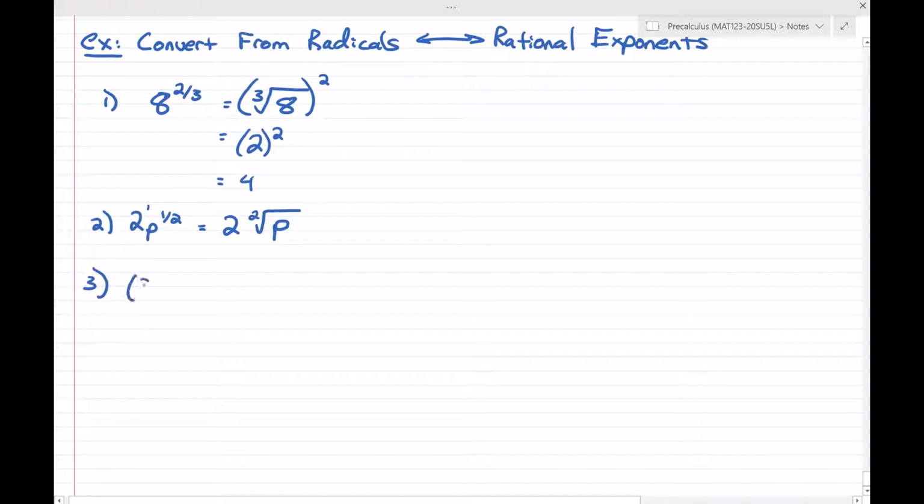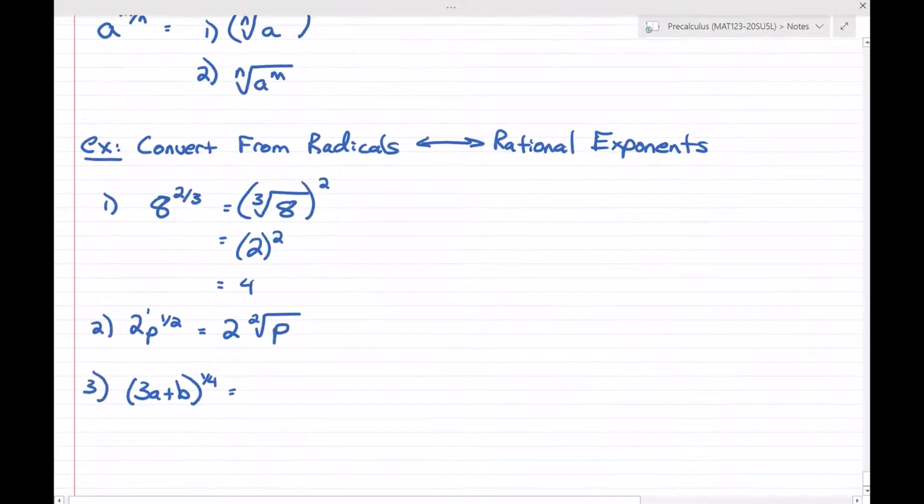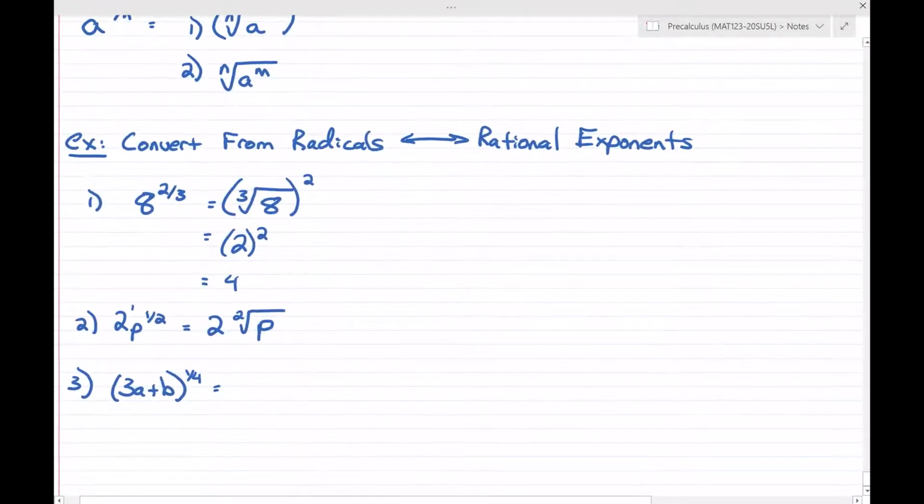What about if we had 3a plus b to the 1/4 power? Well, I mean, the rule is what it is, right? It says that anything to a fractional power means we're going to take the 4th root of whatever's on the inside, all to the first power, right? So math is all about rules. If you follow the rules, you'll get the right answer.